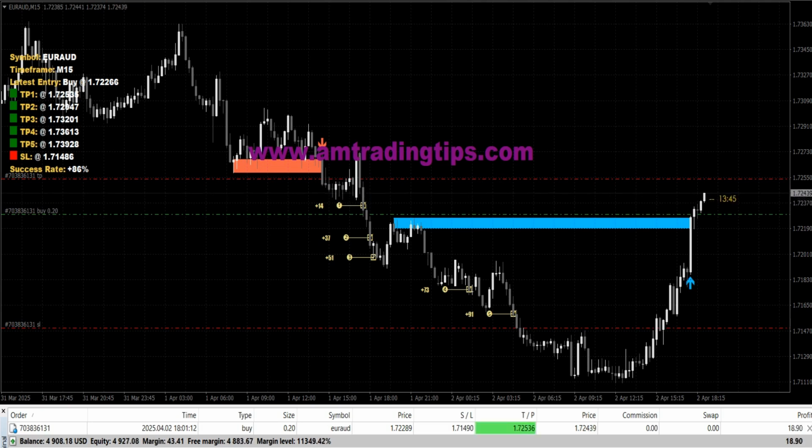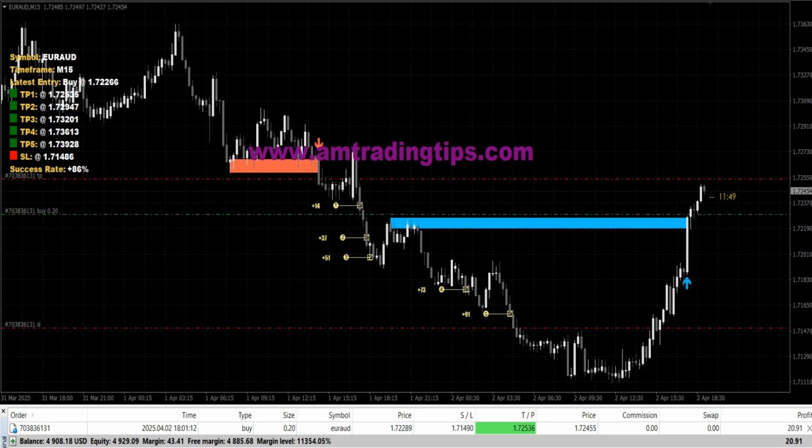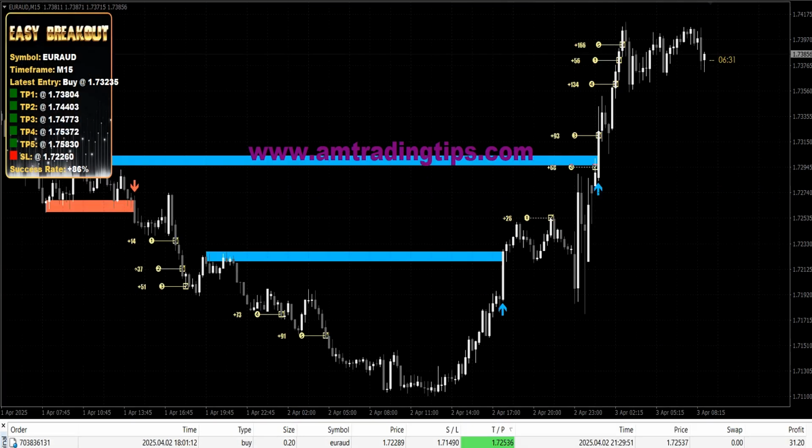While we wait, this is a great moment to remember. Trading is all about consistency and following a solid system. And that's what this indicator helps us do. Let's see how this trade turns out. And if it hits our target like the last one, you won't want to miss the result. And yes, we won the trade again. That's a solid confirmation of how powerful the Easy Breakout Indicator can be when used correctly.